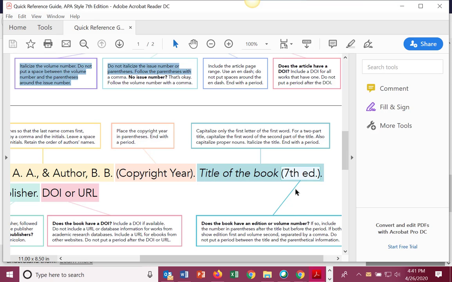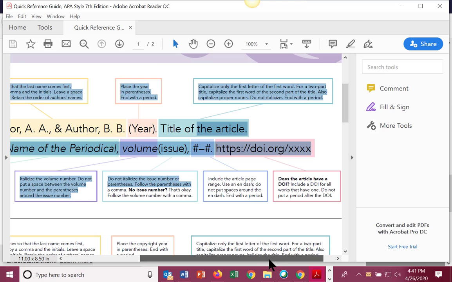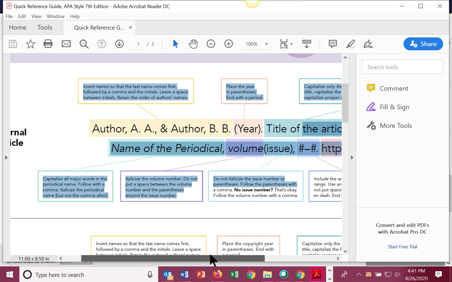So again, first edition, you do not need to include this. Now let me scroll back up to the article, and you'll notice some similarities. For the journal article, again, inverted names for the authors. Keep them in the correct order that you find them in the paper.